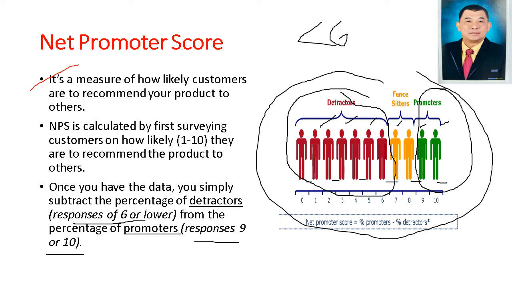So you get the percentage of the detractors and promoters, and then you subtract them, and then you will have your Net Promoter Score. And 7 and 8 are called the fence sitters, and they are not used. We are just concerned with the promoters and the detractors. The promoters have a scale of 9 to 10. So that is the metric. It is how likely customers are to recommend the use of your product to others.